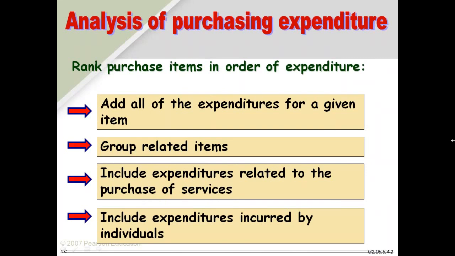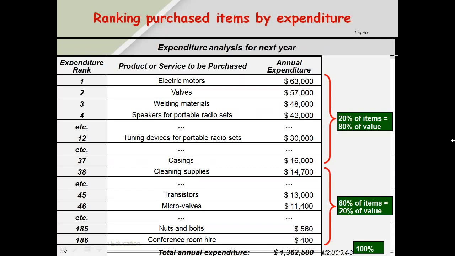Analysis of purchases, for specifying. Now rank purchase items in order of expenditure. Add all the expenditure for a given item. Group related items, include expenditure incurred by individuals. Here is the one last thing I will touch on.